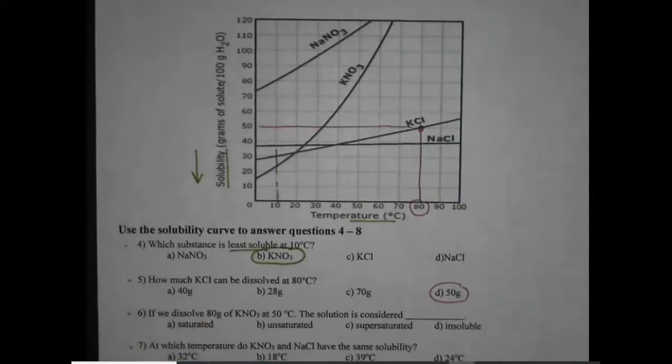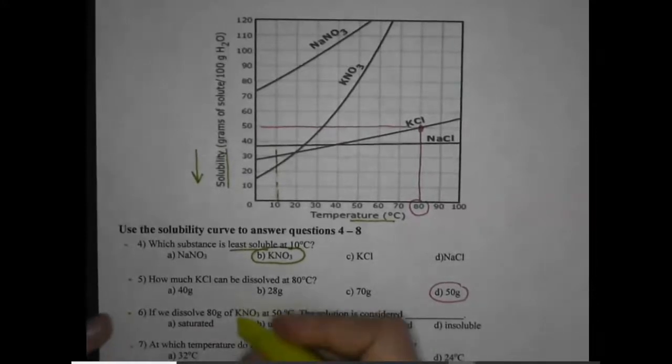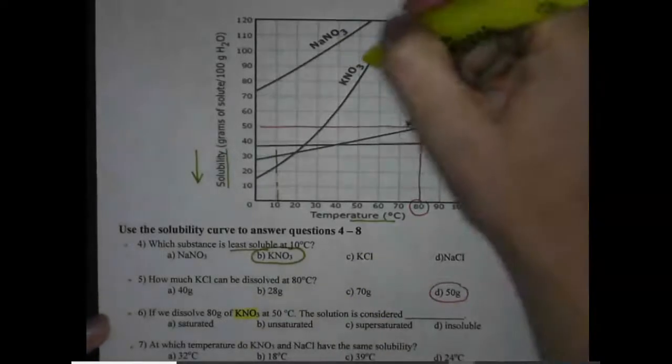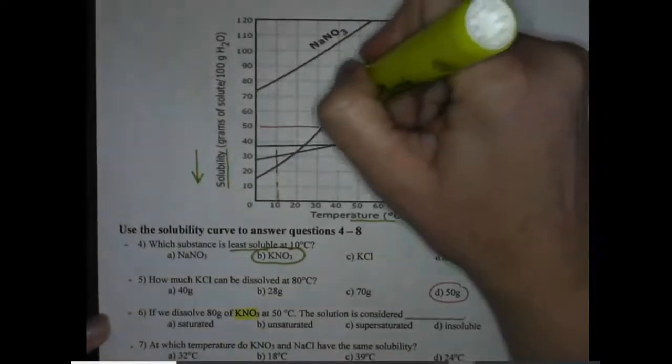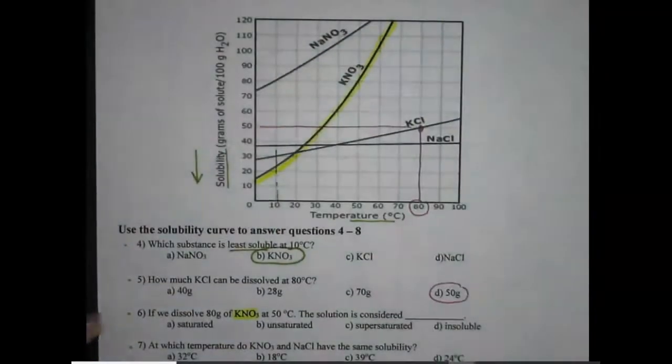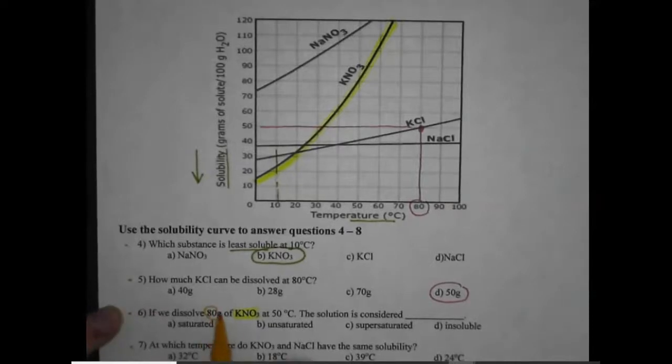Number 6 says, if we dissolve 80 grams of potassium nitrate at 50 degrees, the solution would be blank. So I'm going to find KNO3. I'm going to use highlighters because I like colors. It helps my brain focus. Now I know I'm just looking at the yellow line. I can ignore everything else on this graph. It says 80 grams at 50 degrees, so it gave me my x and y value.